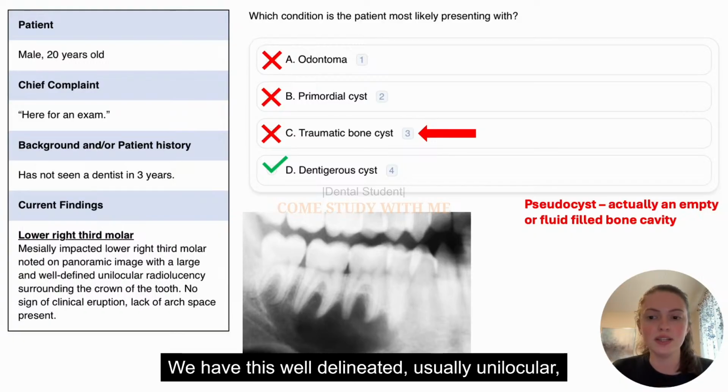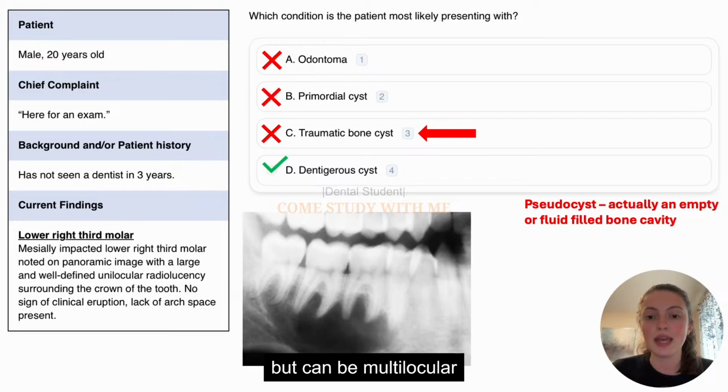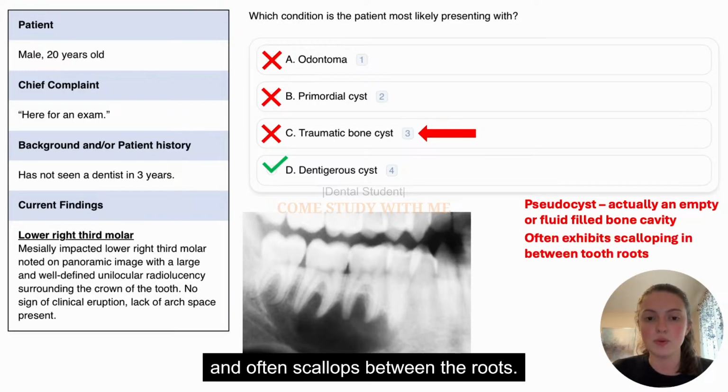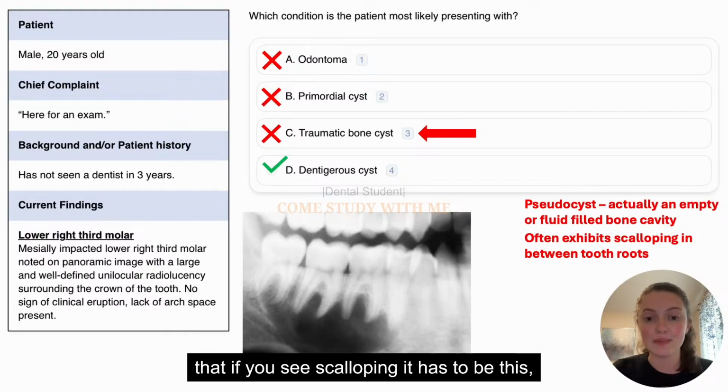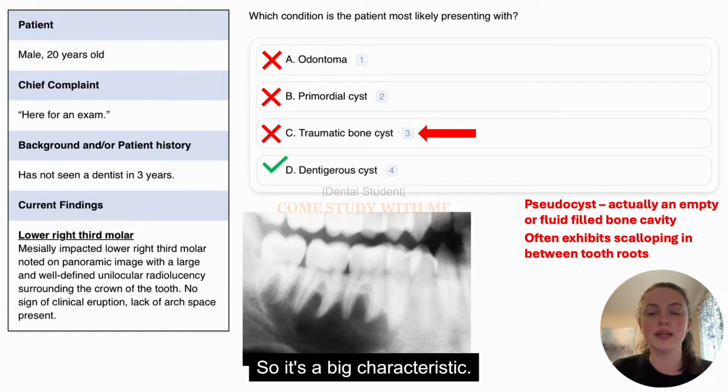Radiographically we have this well delineated, usually unilocular but can be multilocular, and it often scallops between the roots. So that's a very common feature. It's not necessarily something that if you see scalloping it has to be this, but we often see this scalloping. So it's a big characteristic.